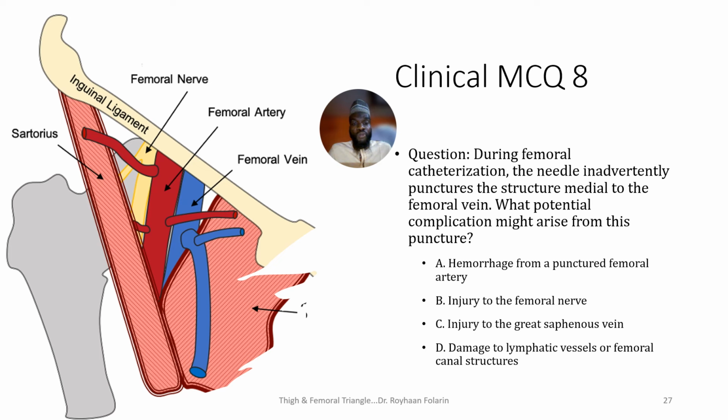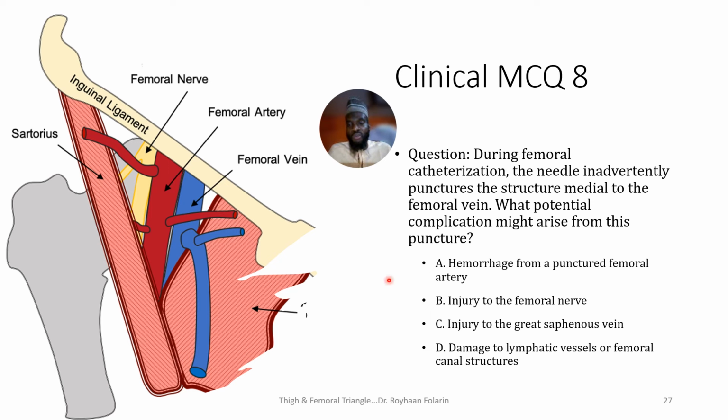Okay, so during a femoral catheterization, the needle inadvertently punctures a structure that is medial to the femoral vein. So I've kept a picture here for you to jog your memory again. So the needle inadvertently punctures a structure medial to the femoral vein. What structure could still be medial to the femoral vein? So what potential complication might arise from such a puncture?